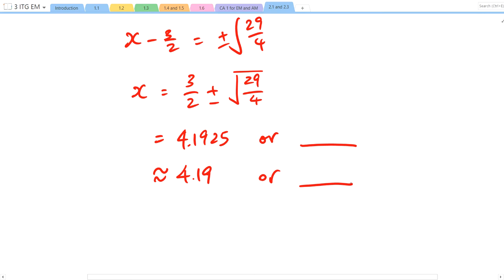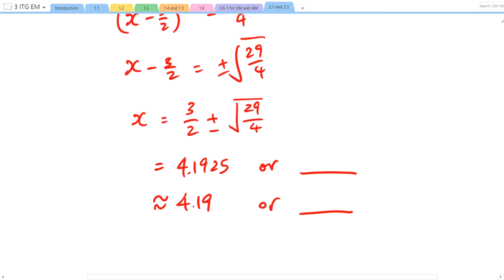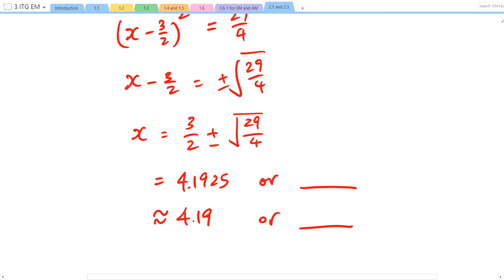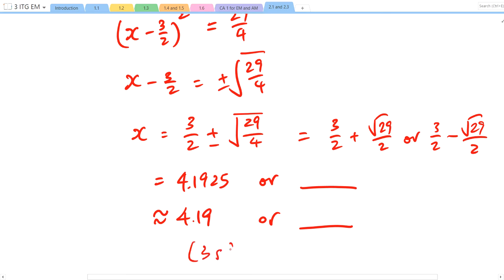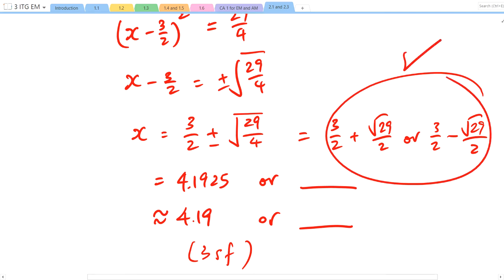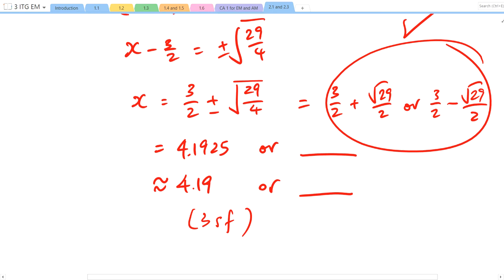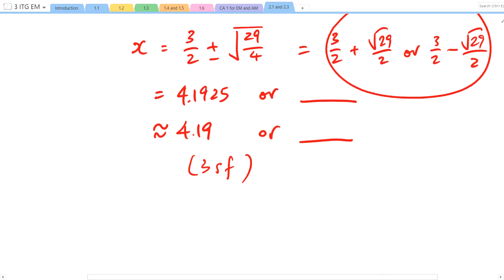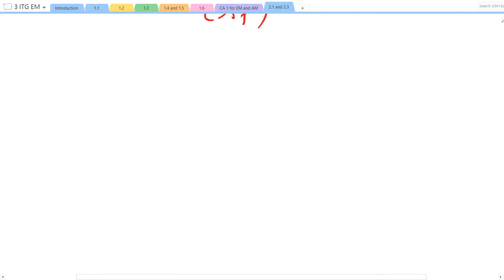Yes? I did the 3 over 2 plus the whole square root thing. Can do it like that. You left your answer as 3 over 2 plus square root 29 over 2, or 3 over 2 minus square root 29 over 2. Is this it? Okay, in E-maths, we should leave it as 3SF. In A-maths, okay? So E-maths, 3SF, alright? Is 4.19 one of your answers? Okay, excellent.